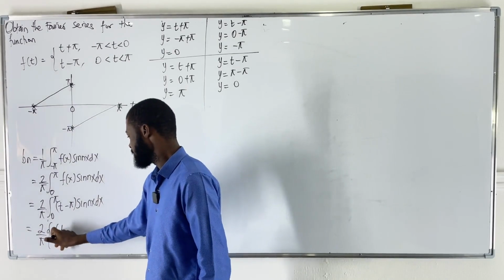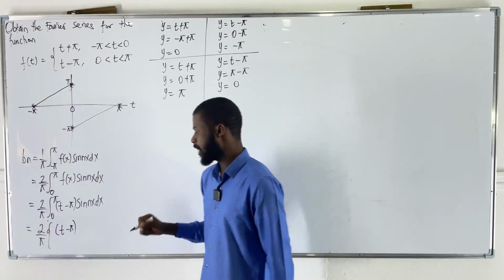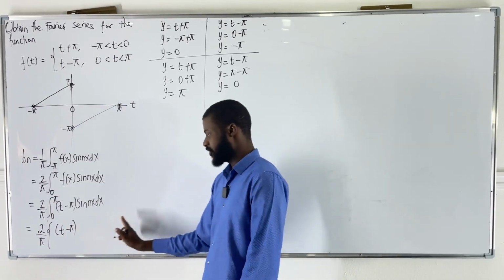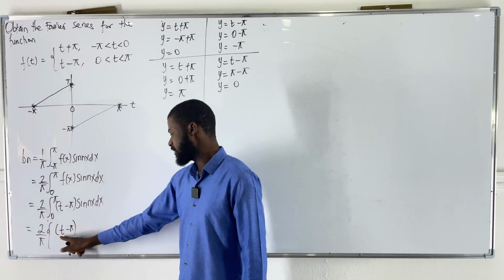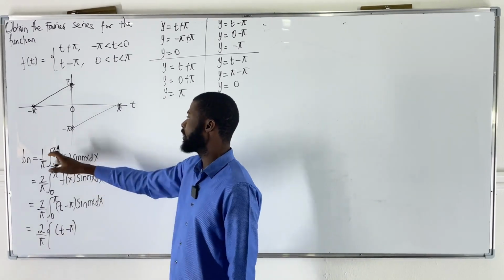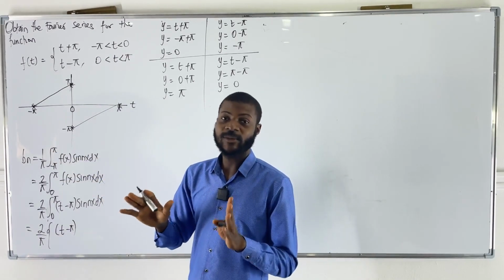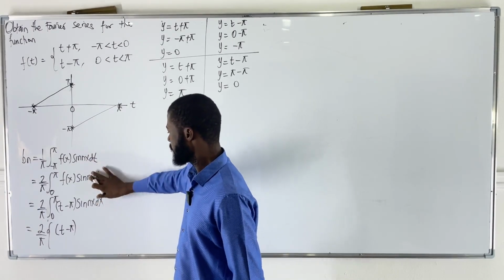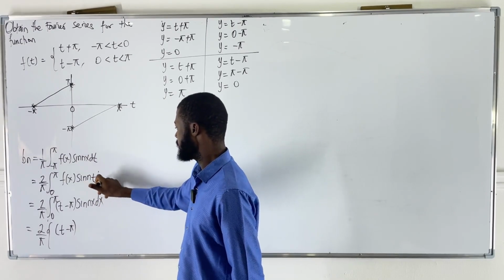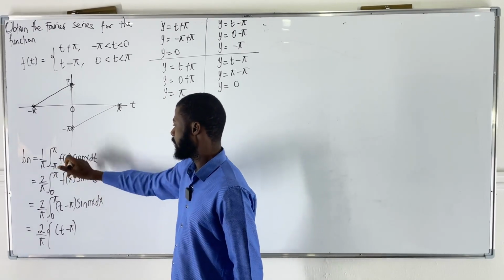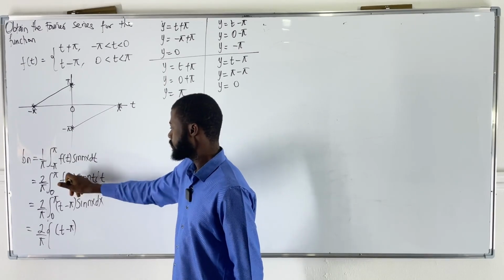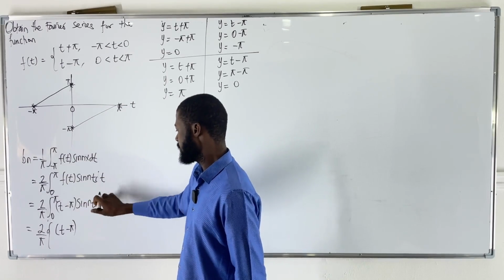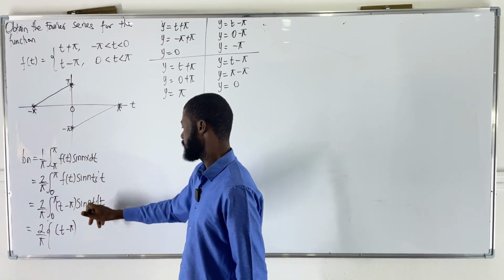So this will be t minus pi. Now write your t minus pi. Then differentiate the t minus pi. Sorry, the function is not with respect to x. It's with respect to t. So let me put the t. Sine nt dt. So this is t and this is t.